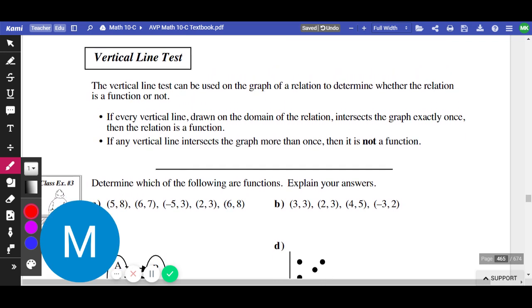The vertical line test can be used on a graph of a relation to determine whether the relation is a function or not. If every vertical line drawn on the domain, that's the x values, intersects the graph exactly once, the relation is a function. So the vertical line only touches once, at all moments. If any vertical line touches the graph more than once, it is not a function. It's still a relation, just not a function.